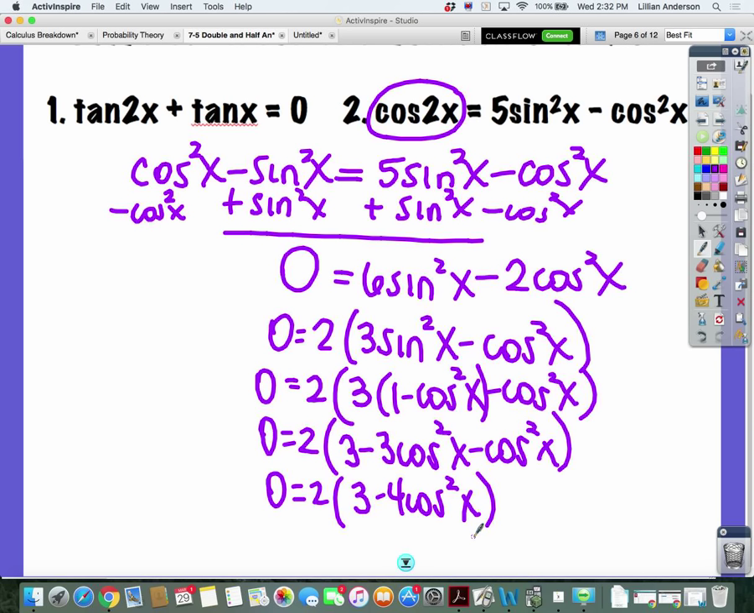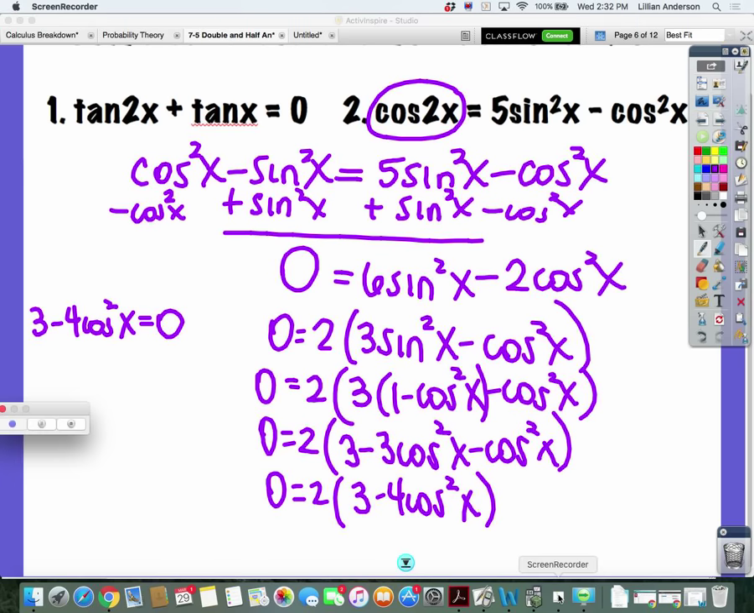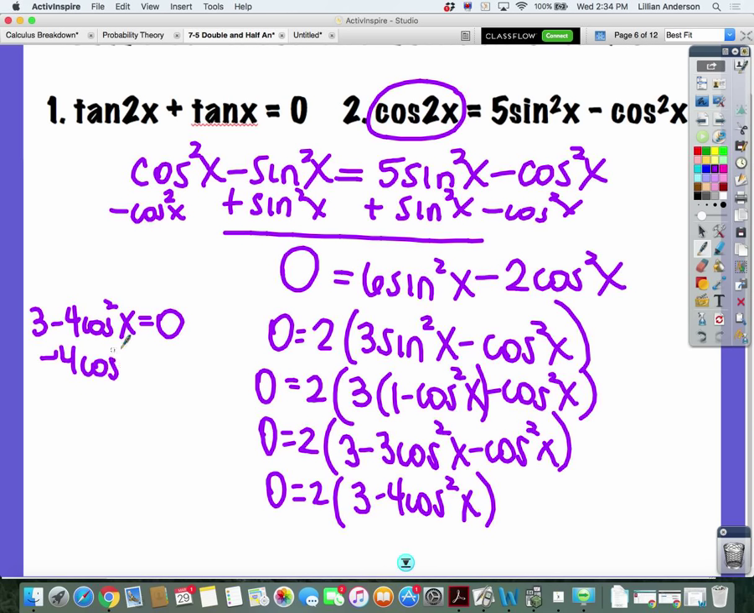Now, when I set 2 equal to 0, is that anything important? No. It's just going to be that 3 minus 4 cosine squared x equals 0. Can you guys go ahead and solve this one out and give me my solutions? I was just trying to think of the other four. You can't do the plus pi over 2. It's limited. Right. That's what I was thinking.